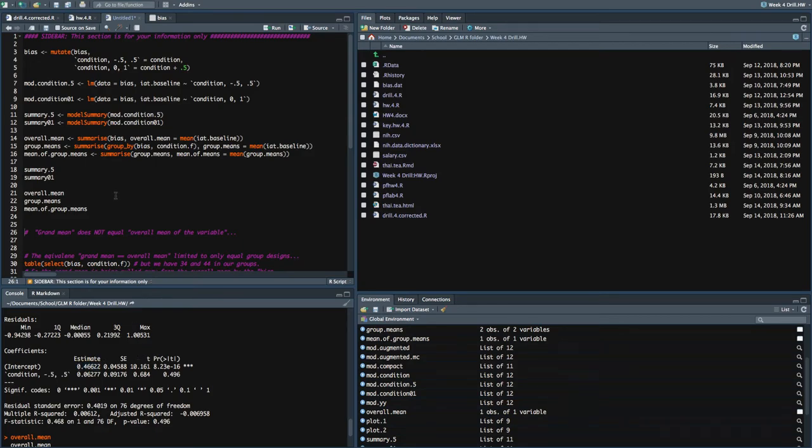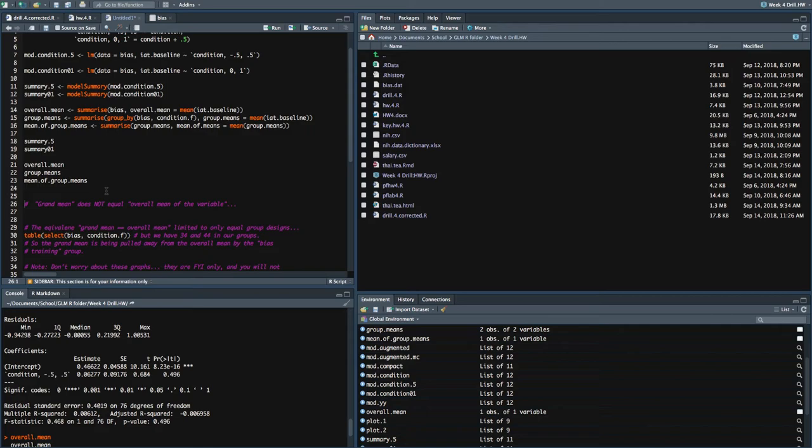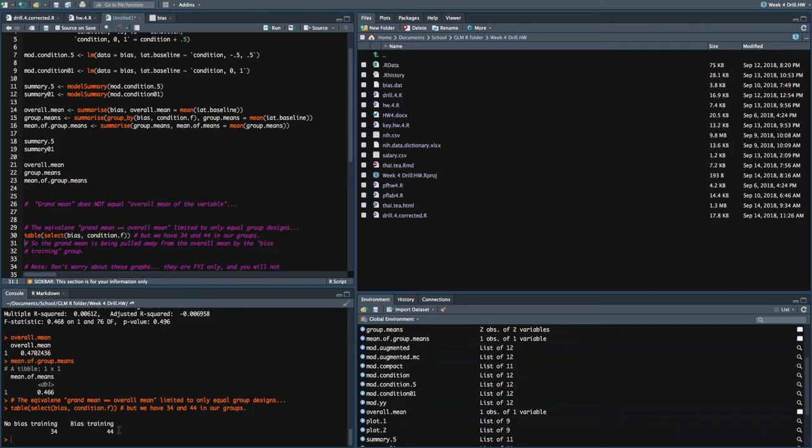Now, the reason that our grand mean is different from the overall mean comes down to the equivalence of group sizes within the model. So if we look at our bias data, we can see that we have 44 people in the bias training group and only 34 people in the no bias training group.